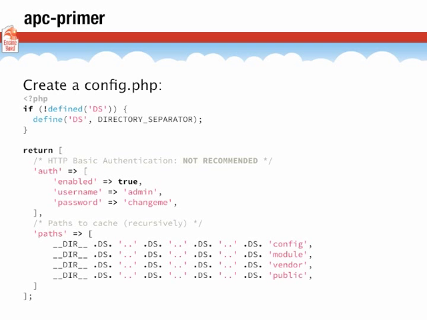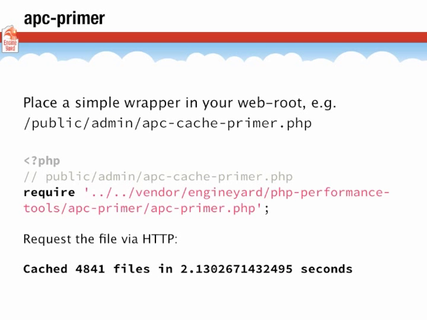In this case, it's a Zend Framework 2 project, so we're going to cache the config, module, vendor, and public directories. Next, we place a simple wrapper within our web root. Here, for example, I'm placing it in the admin subdirectory as apc-cache-primer.php, and all it does is include apc-primer.php from the vendor directory.